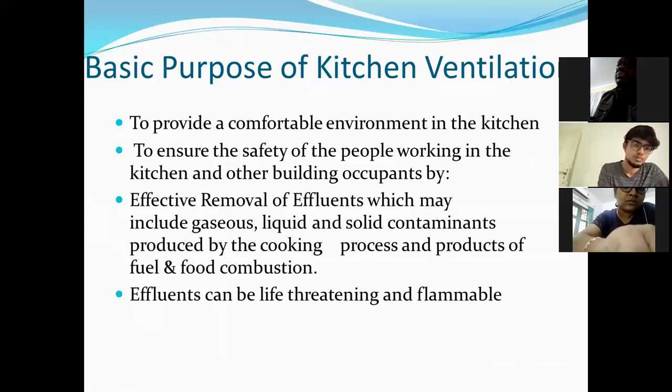Otherwise, as we have studied, there will be some mild sensory irritation. A bad odor will be there. All these things we have to take into consideration. Effluents can be life-threatening and flammable also, so they can cause burns to your body. If there is no proper ventilation system, these effluents can even be life-threatening and may cause burns to your body. So these are the basic purposes of kitchen ventilation.